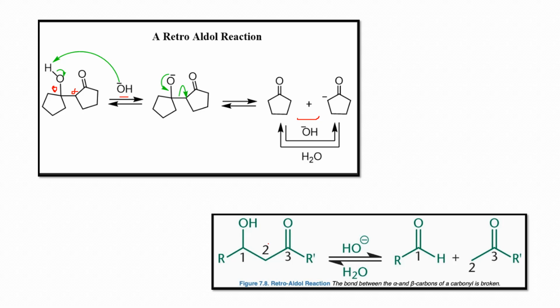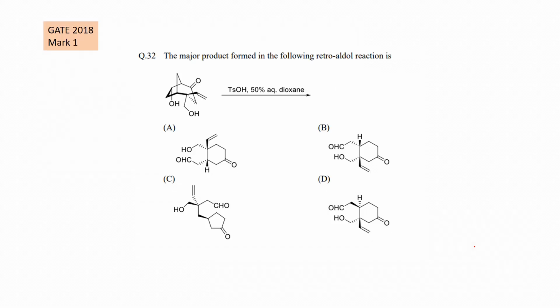Similarly, in this case also, what will happen? This OH minus will take up this proton. This bond comes here and we get our starting materials of the aldol reaction. So this is called the retroaldol reaction. So if you have a compound which seems like the product of the aldol reaction and you treat that with a catalytic amount of H plus or OH minus, that will give us our carbonyl compounds.